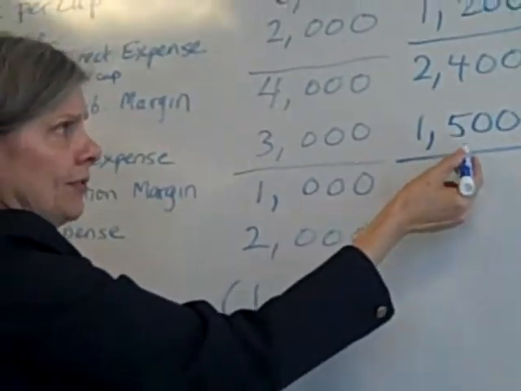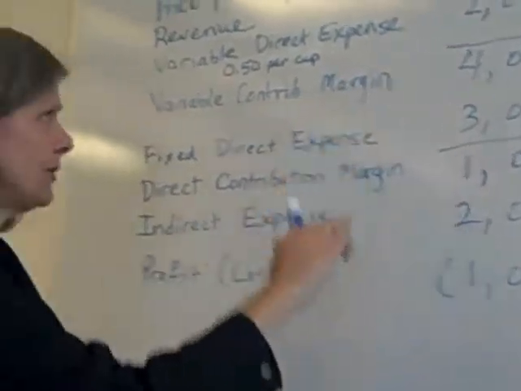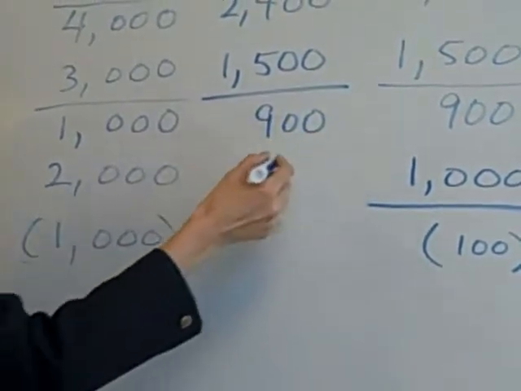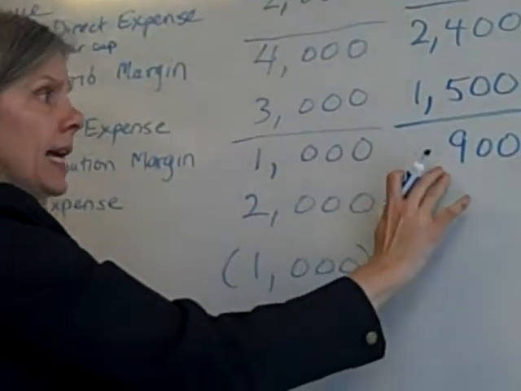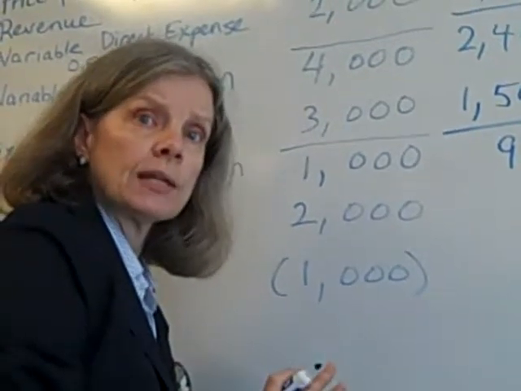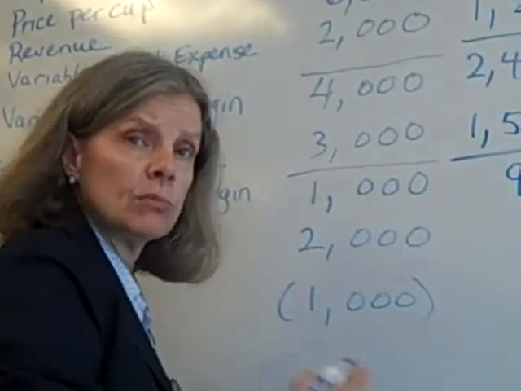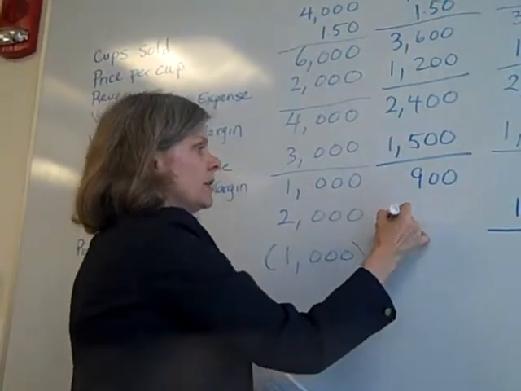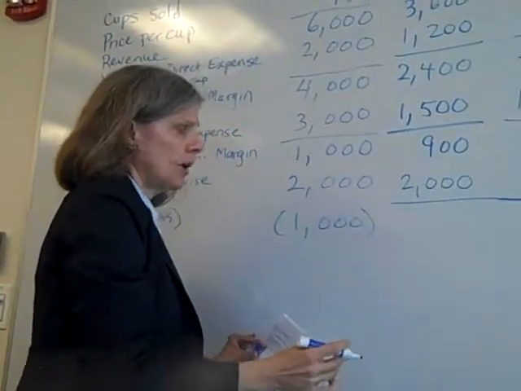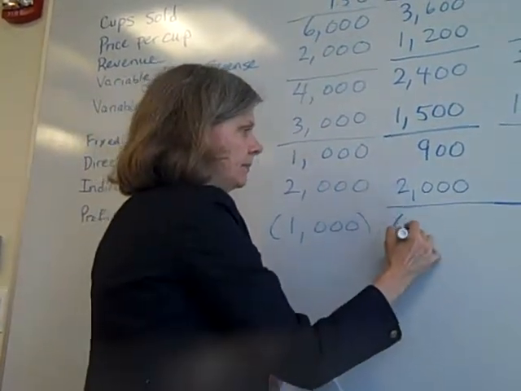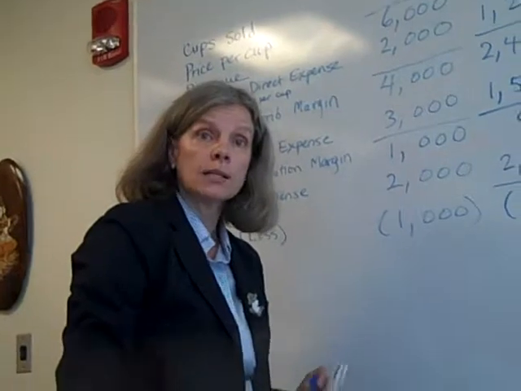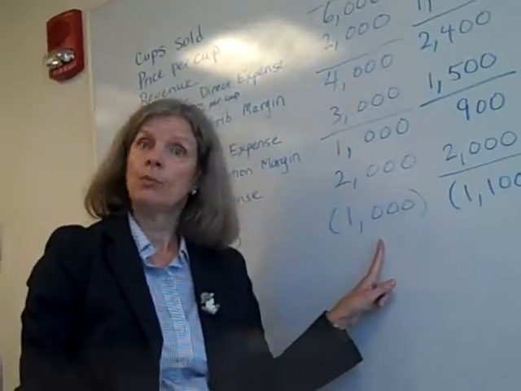So when we subtract the $1,500 in fixed direct expense from our variable contribution margin, we have a positive direct contribution margin of $900. So again, we're happy. We've covered all of our variable and fixed direct expenses. This is contribution to the indirect expense of Lenny. So we have $2,000 in Lenny's salary, and when we subtract the $2,000 from the $900, we get a $1,100 loss. So look, we're worse off than we were before.